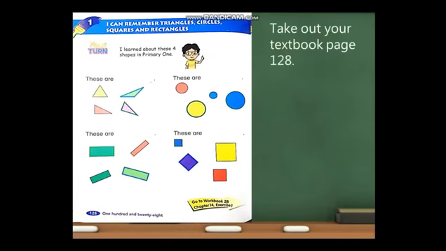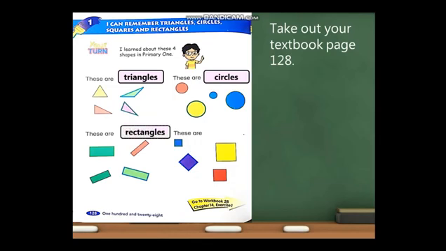Now, please take out your textbook, page 128. Do you remember? You already learned about these 4 shapes in primary 1 or grade 1. On the first one, these are, yes, triangles. And then next, these are circles. Very good. Next, these are rectangles. And then the last one, these are squares.